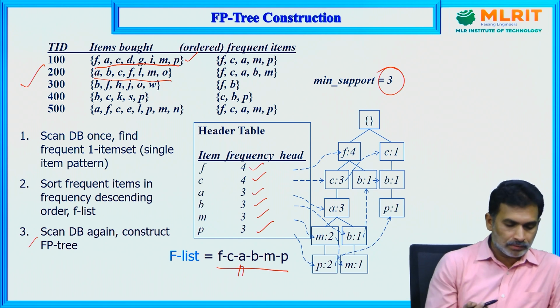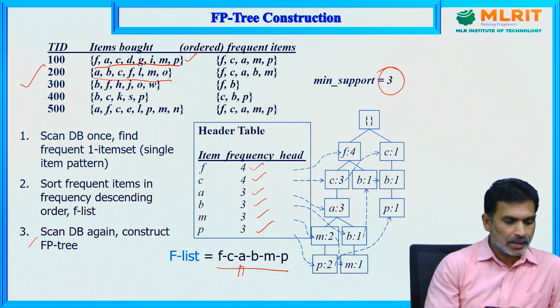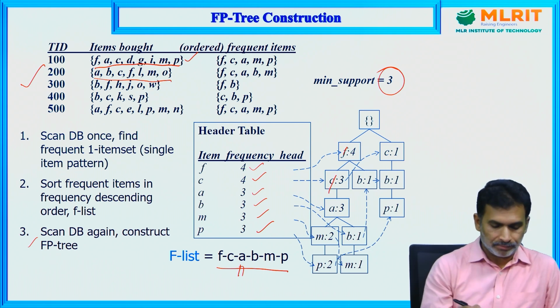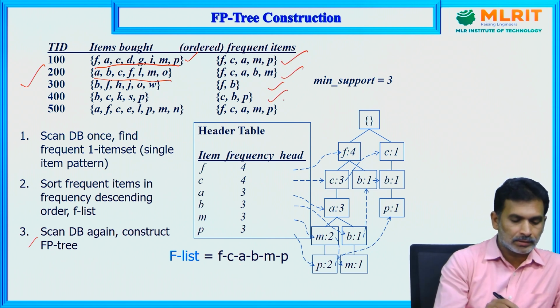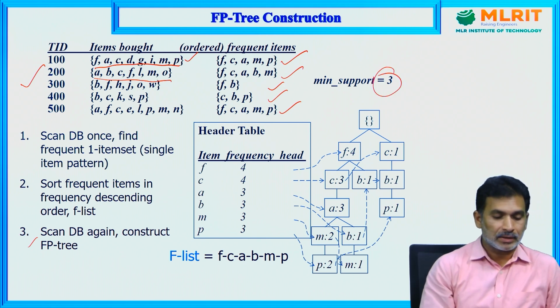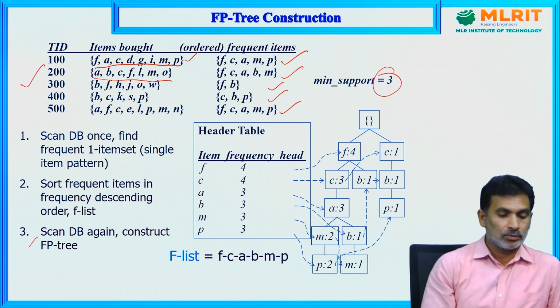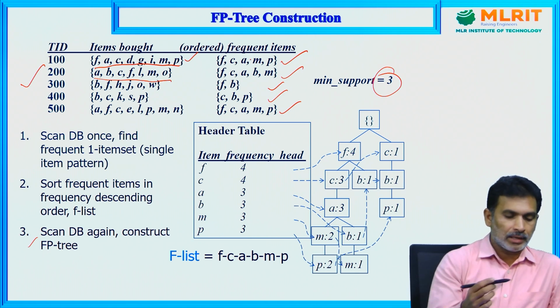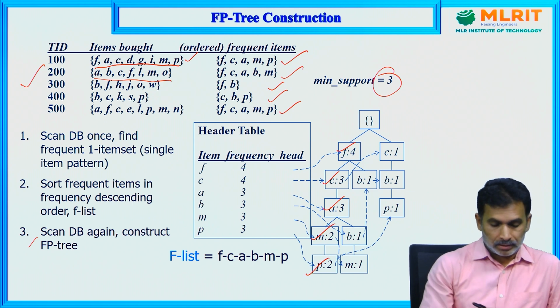First, consider transaction 1. Transaction 1 has items F, C, A, D, G, I, M, P. These are the frequent item sets, that is, the one-item frequent item sets whose minimum support is greater than or equal to 3. Now we have to arrange the items into the order: F, C, A, M, P. This is the path we need to construct for the first transaction.